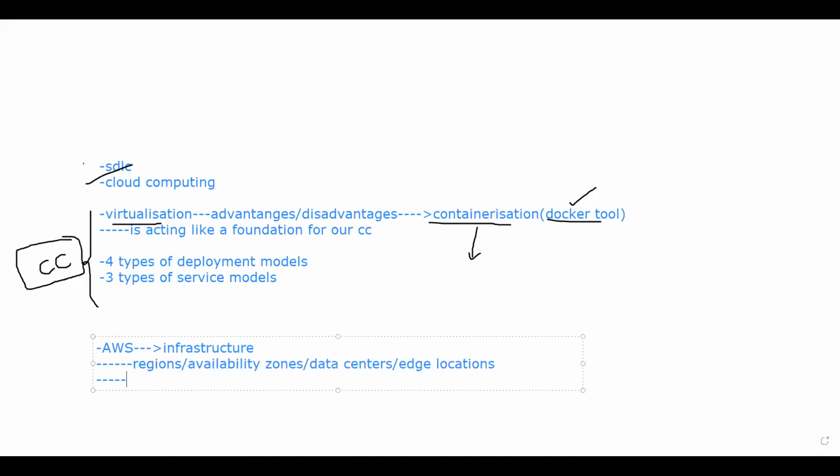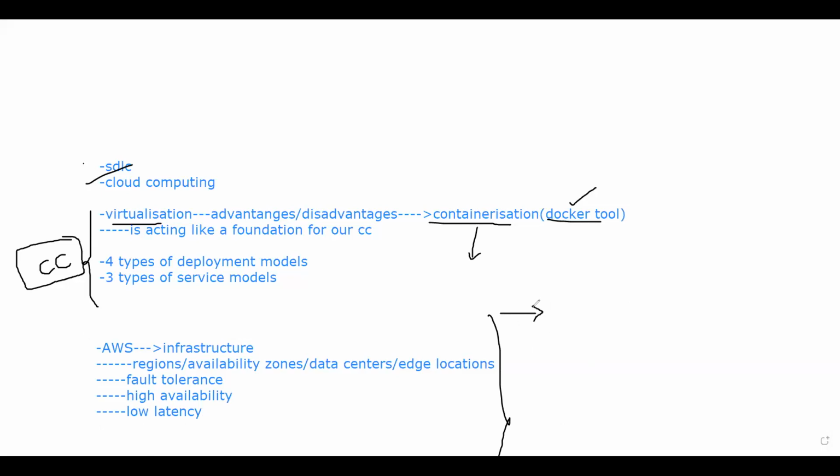Along with this, we're going to understand a few terms: fault tolerance, high availability, and low latency. We're going to see these terms.